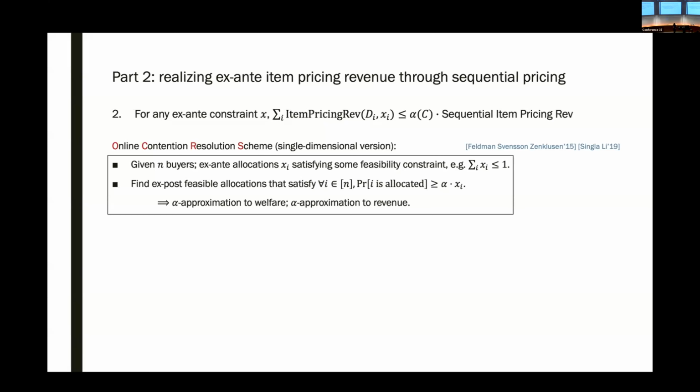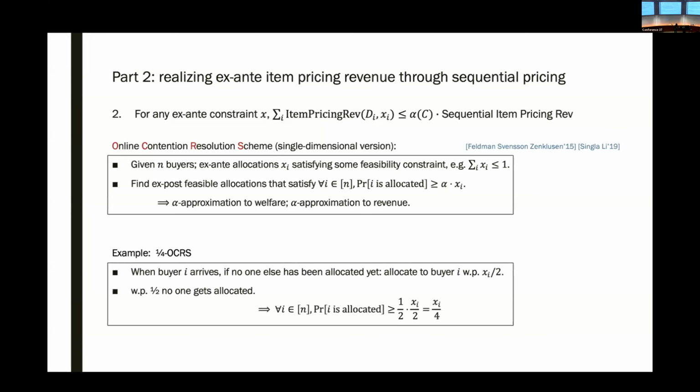Well, we just need to make sure that when we get to buyer i, we have the item available with some high enough probability, because if so, then we can allocate to this buyer. But if the buyer gets blocked by someone else getting allocated before them, then we're in trouble. Okay, so here's a simple 1/4 OCRS that one can show. What you do is when you get to buyer i, you allocate to them with probability exactly xi/2.